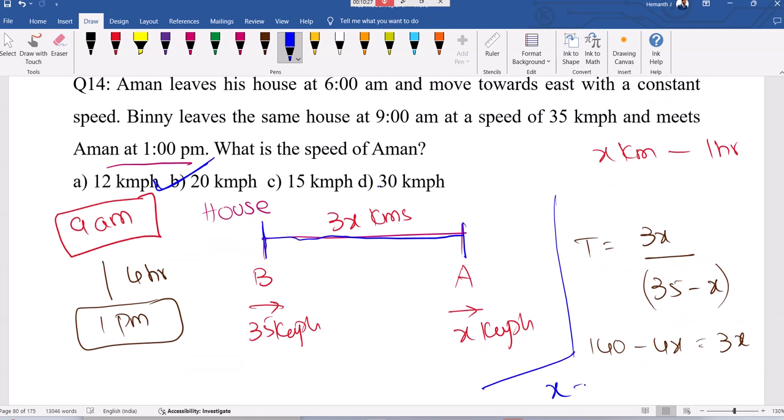Generally, both speeds will be given and what time they are going to meet is the question. But now one of the speeds is not given. Binny's speed is given, Aman's speed we need to calculate. So Aman's speed will be 20 kilometer per hour. He traveled 3 hours, so 3x kilometers covered initially with x kilometer per hour. Both are traveling in the same direction, so speeds must be subtracted. Binny going to meet Aman clearly indicates that Binny's speed should be more than Aman's. Same direction, speed should be subtracted. Time is distance by speed, so that's what we are doing here.